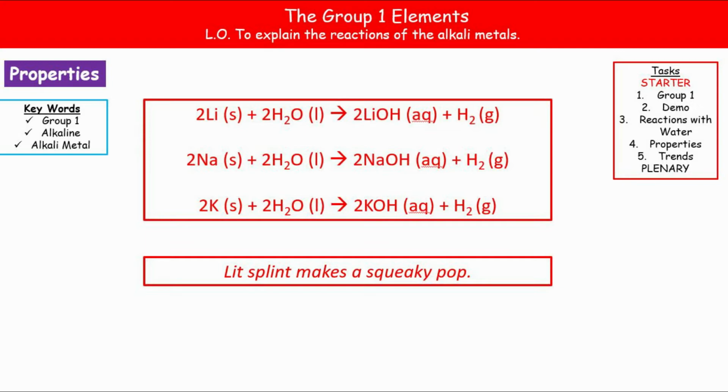Now, in reality, each one of those could be worth 2 marks. They're not going to give you 3 of them on the exam paper. They're going to ask you to write 1 of them. But make sure you know how to do this, because not only could it be a standalone 2-mark question, it could also come up as part of a 6-mark question, and that would be the difference between one of your levels of answer. In terms of how we test for hydrogen gas, a lit splint makes a squeaky pop sound.